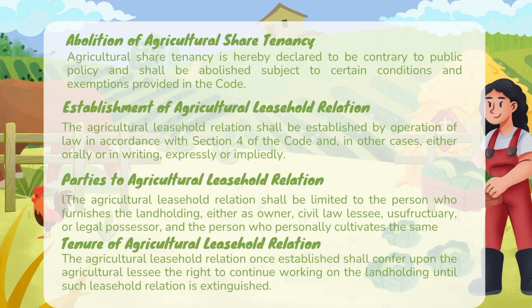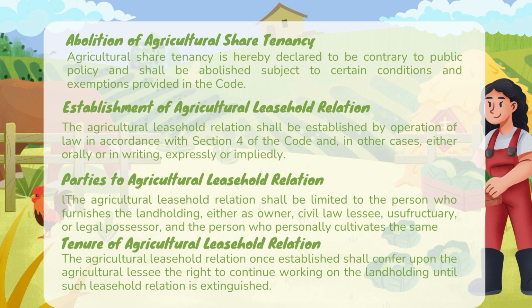Abolition of agricultural share tenancy. So share tenancy is when a landowner allows a farmer to work on their land in exchange for a share of the harvest. For example, 60% for the owner, 40% to the farmer. This system was abolished because it was unfair. Farmers often stayed poor and dependent on landowners.